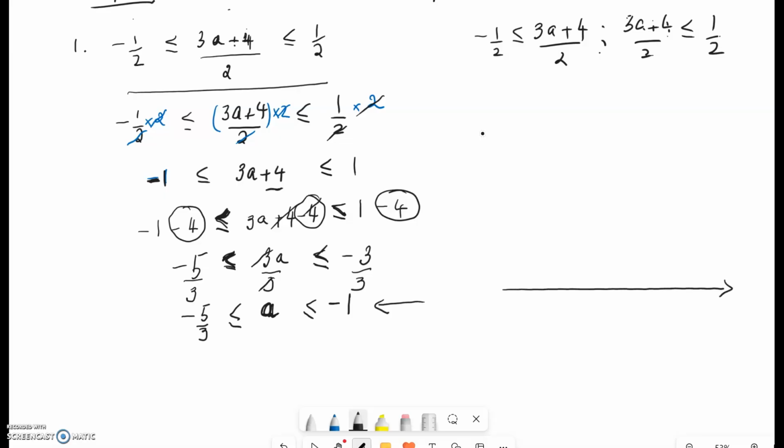Let's graph it on the number line. 0 is in the middle, negative 5 over 3, let's say this is a negative 1, negative 5 over 3 is to the left of, it's less than negative 1. Remember, this is a less than or equal to, so put a solid dot. Let's use a different color. Less than or equal to negative 1, and a lies in between. So a can be any number in between or including negative 5/3 and negative 1.